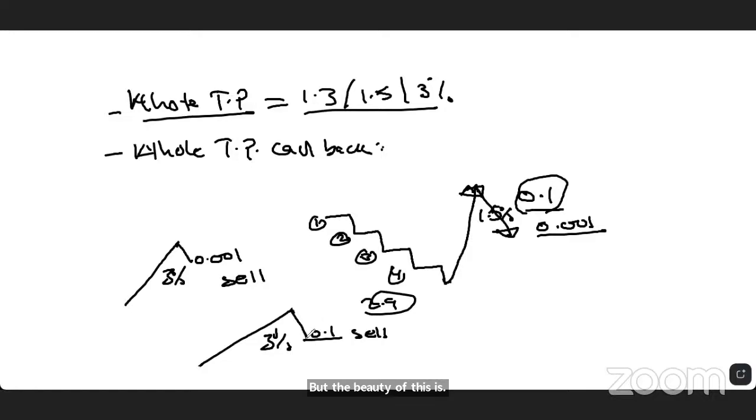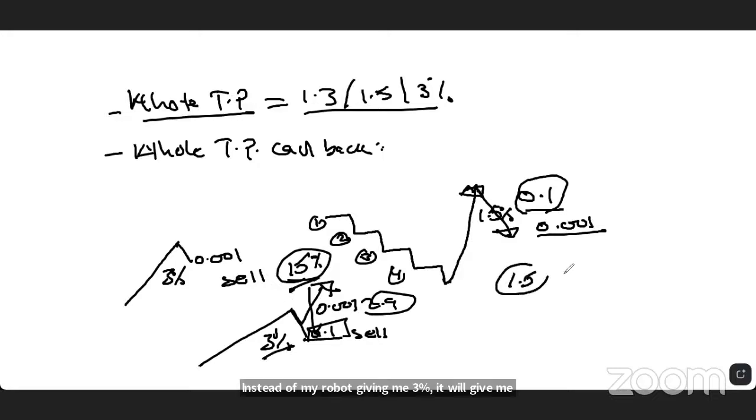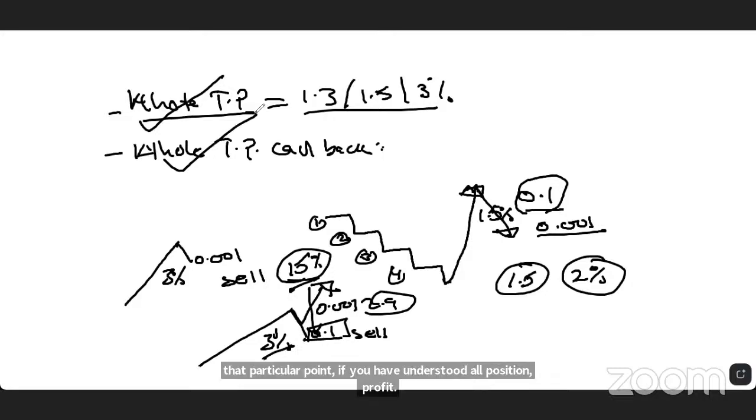I'll not get 3%. But the beauty of this is if the coin is pumping, it can fall, let me say, by 0.0001, and it does not reach 0.1. And instead of this robot giving me 3%, if this coin goes up by 15%, and then it falls by 0.1, instead of my robot giving me 3%, it will give me 15%. This can happen whether your take profit is 1.5, whether your take profit is 2%, if there is high momentum in that particular coin.